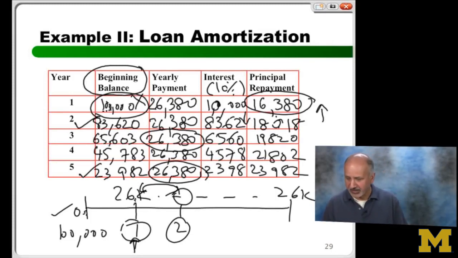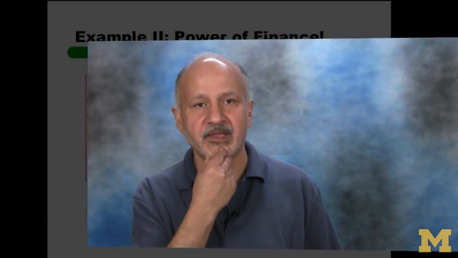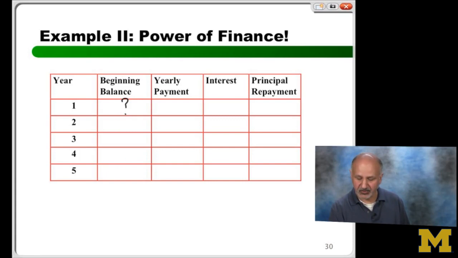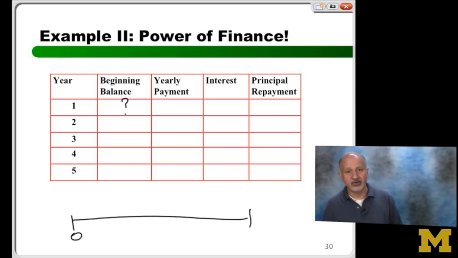And I'm going to try to show you a timeline which is very similar to this one, and I'm going to call it, instead of amortization, the power of finance. So let me start off with a simple question. If I asked you to tell me how much do you owe the bank here? Remember, this is the beginning of which year? First year. What point in time? 0.